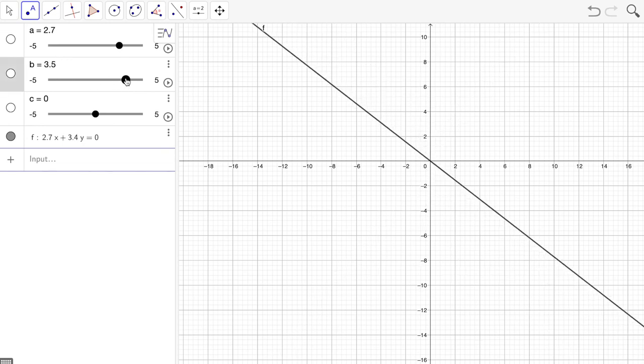So what is the condition for the line to pass through the origin? The c value must be 0, right? You can now use this software and try tweaking a, b, and c, and see how the visualization of the linear equation changes when you change a, b, and c. Thank you.